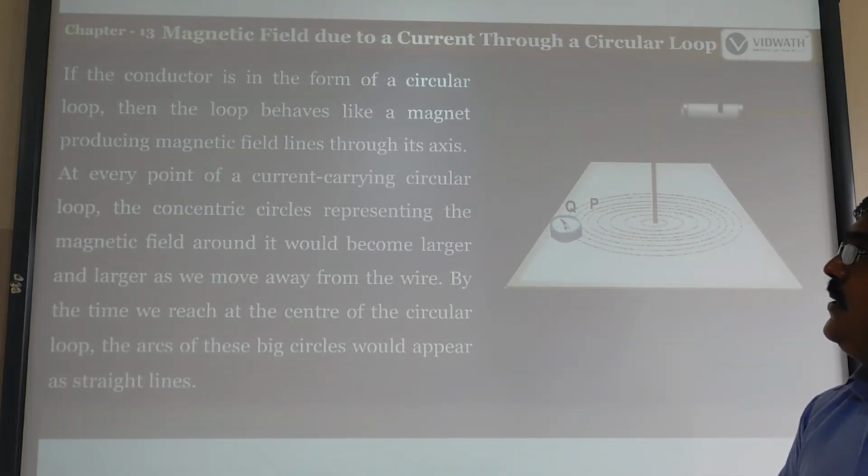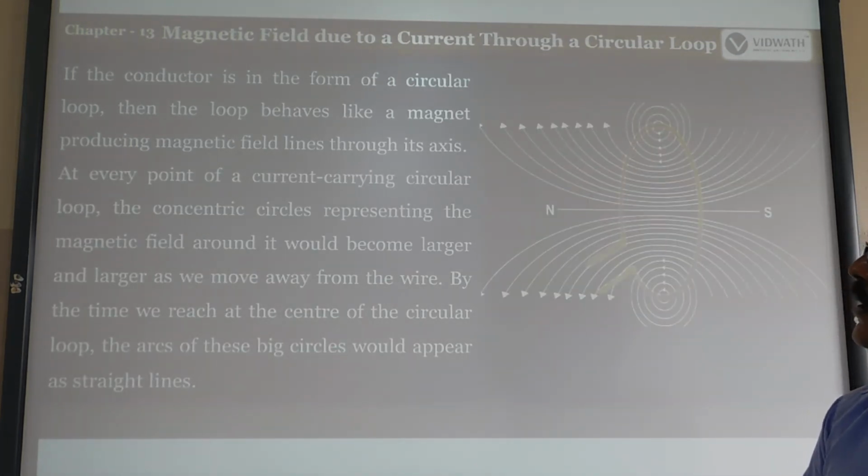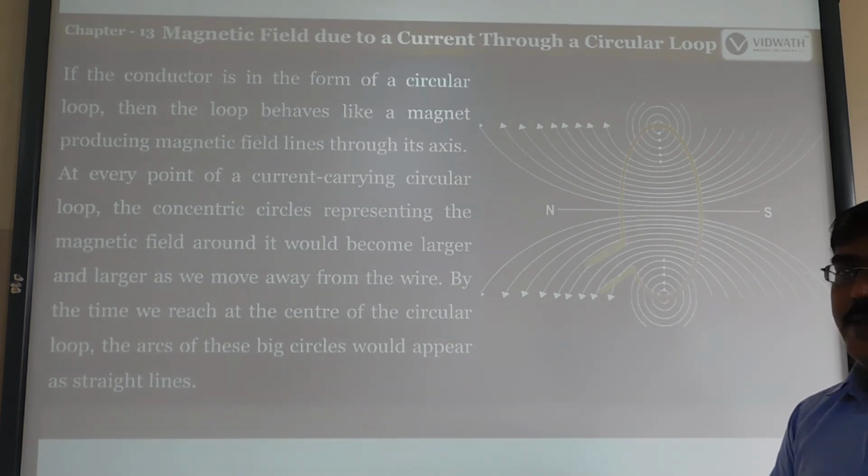If the conductor is in the form of a circular loop, then the loop behaves like a magnet producing magnetic field lines through its axis. So like that, at every point of the current carrying circular loop, the concentric circles represent the magnetic field around it, becoming bigger and larger as we move away from the wire.